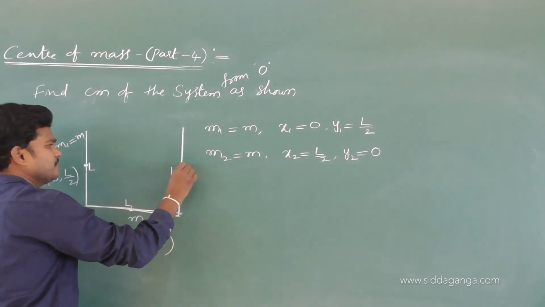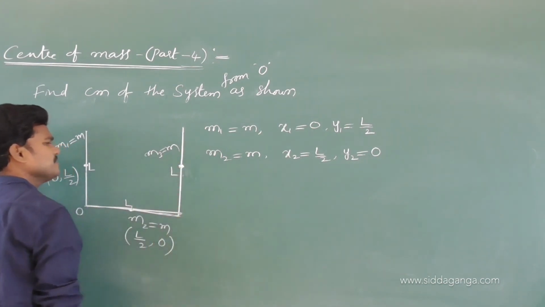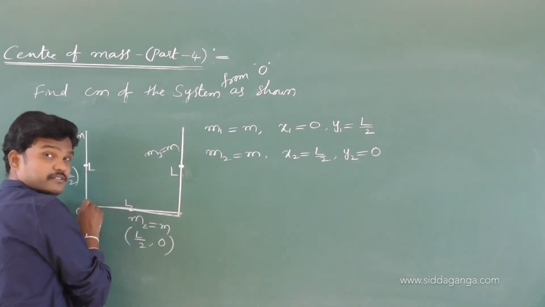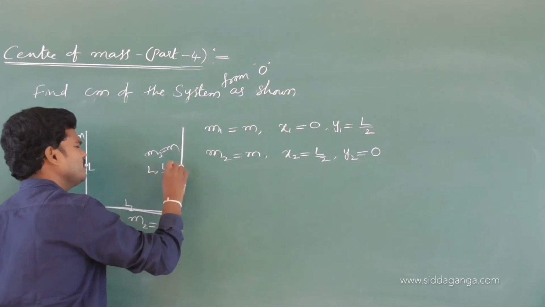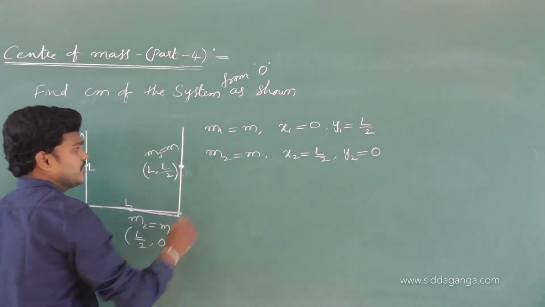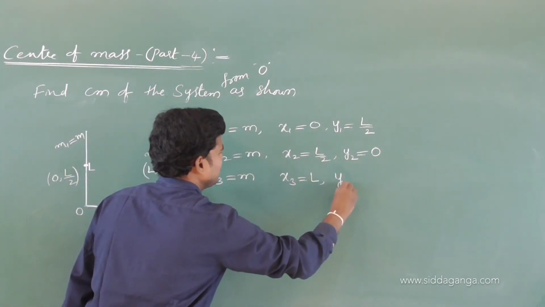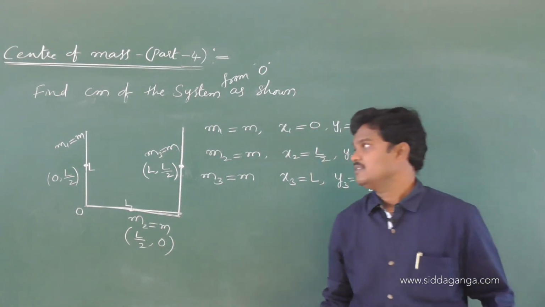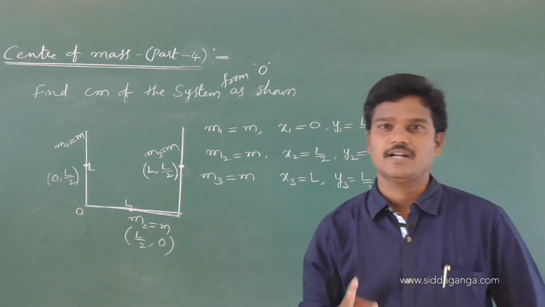Now coming to m3. m3 is m, and at this point identify the coordinates. This point is at a distance of L from this origin. From here to here, the height is L by 2. So L comma L by 2. Observe carefully: from here to here the x coordinate is L, and here to here is L by 2. So m3 is m, x3 is L, y3 is L by 2. Identify carefully, because I have given three identical uniform rods, each of mass m, joined to form a U shape.